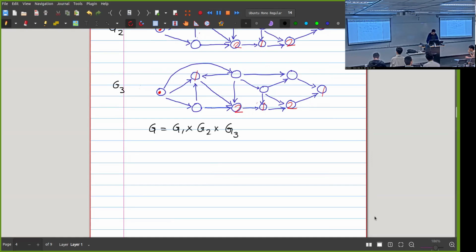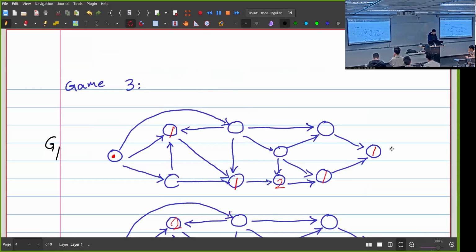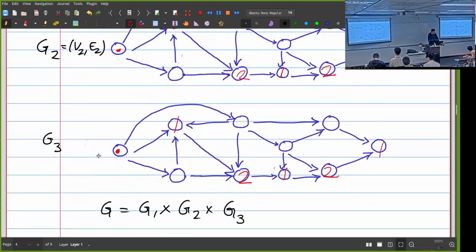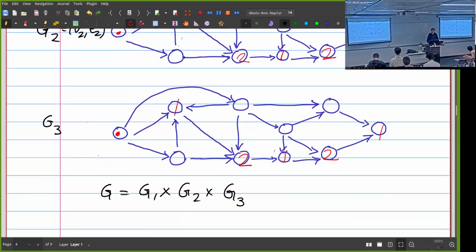Okay, what do I mean? I mean that let's say the vertices here are V1 and the edges are E1. Here I have V2 and E2. Of course, all of them are the same in this case, but they don't have to be the same. I can have different graphs. And G3 is V3 and E3.